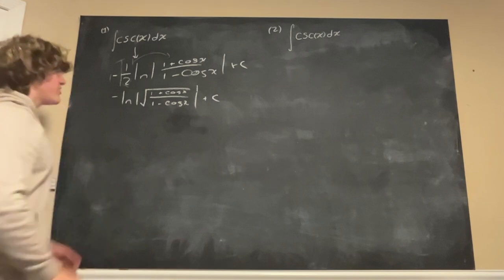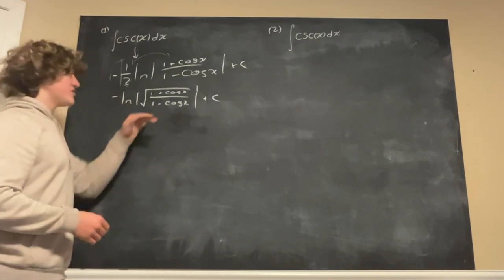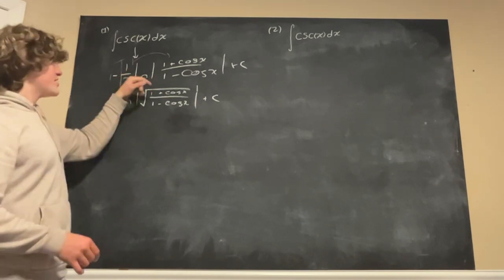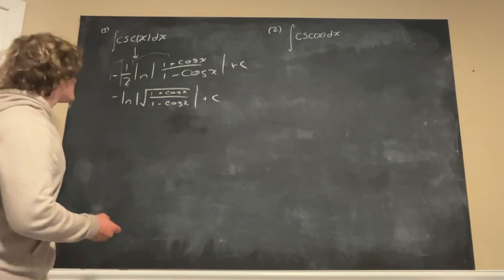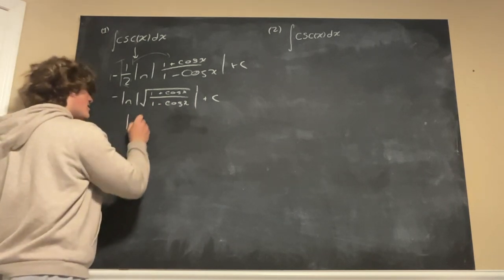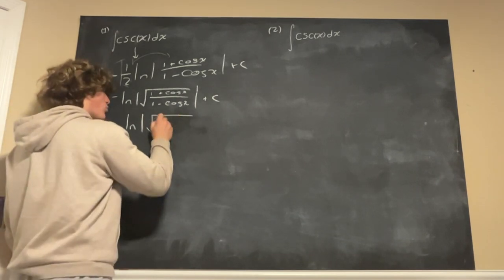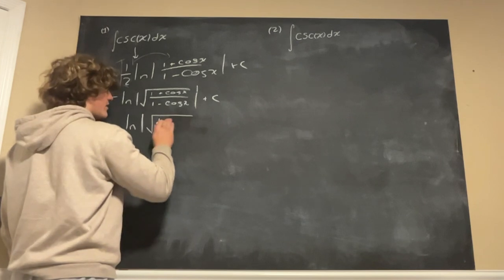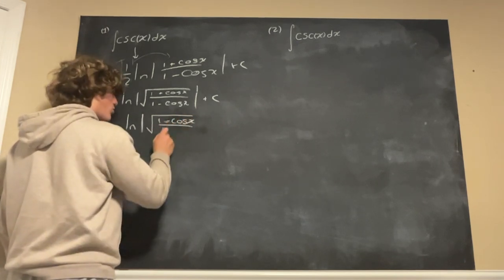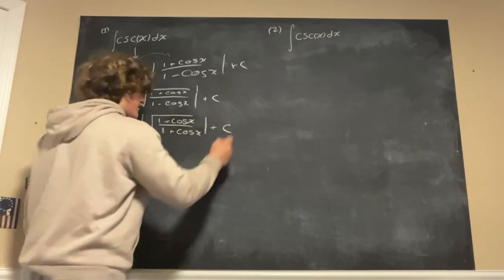Now this is negative. If you remember your rules, this negative will flip this fraction on the inside, as you will raise it to the negative first power, as you did right here where you raise it to the 1/2 power. So this will flip these insides, so this becomes ln of the absolute value of the square root of (1 minus cosine x divided by 1 plus cosine x) plus c.